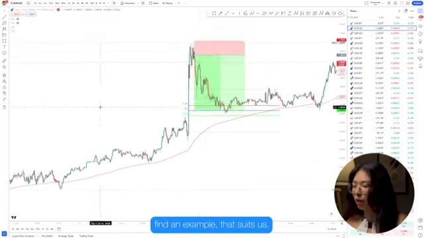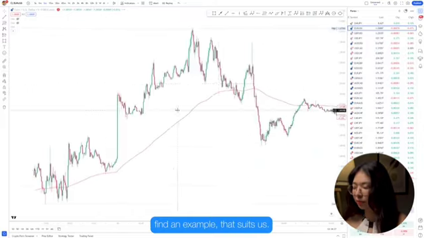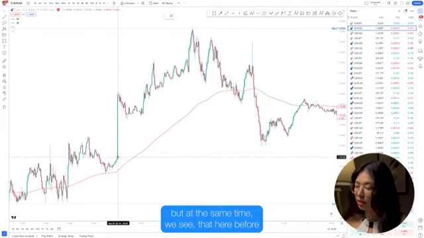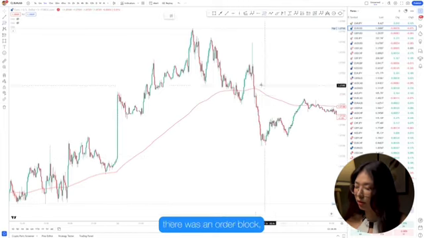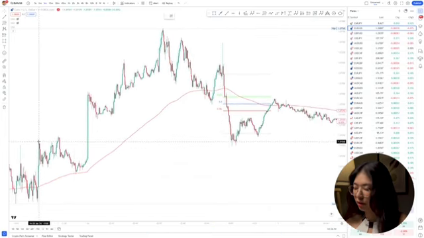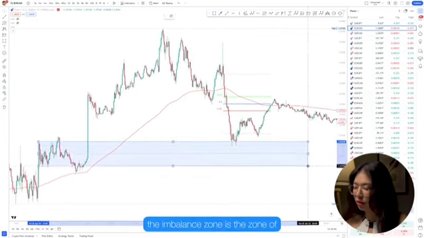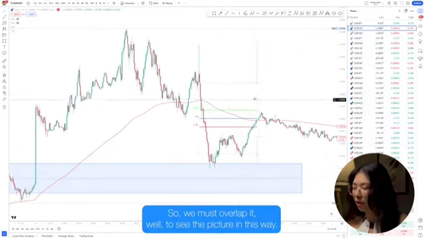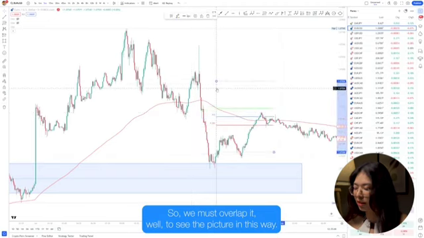And now I'm going to find an example that suits us. For example, here we have this imbalance, but at the same time we see that before there was an order block. And as I've mentioned before, the imbalance zone is the zone of interest of the price. So we must overlap it and see the picture in this way.